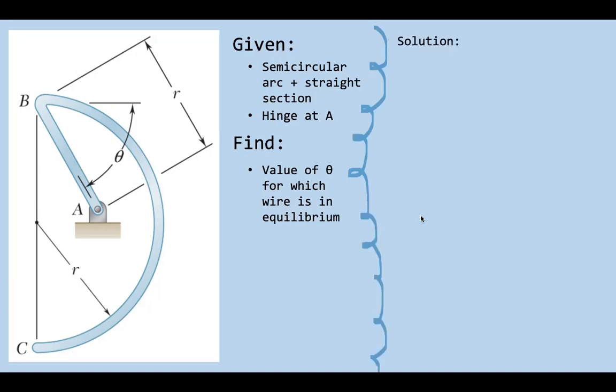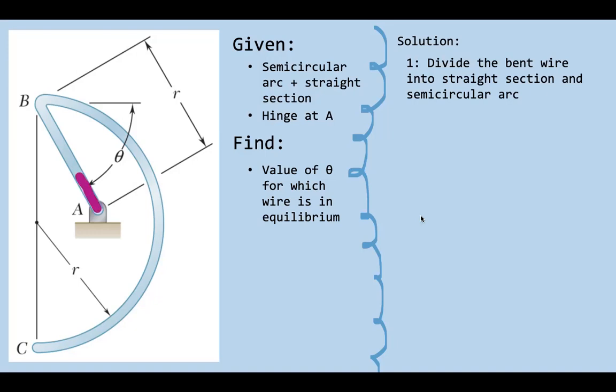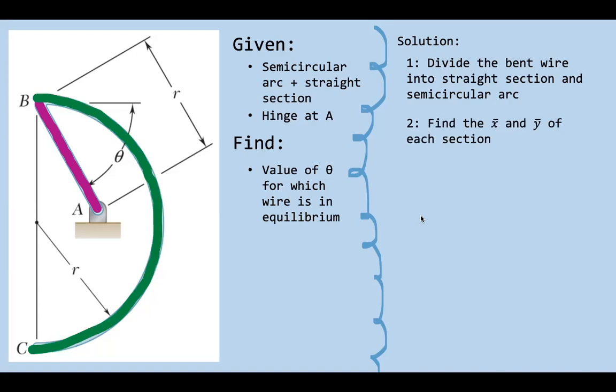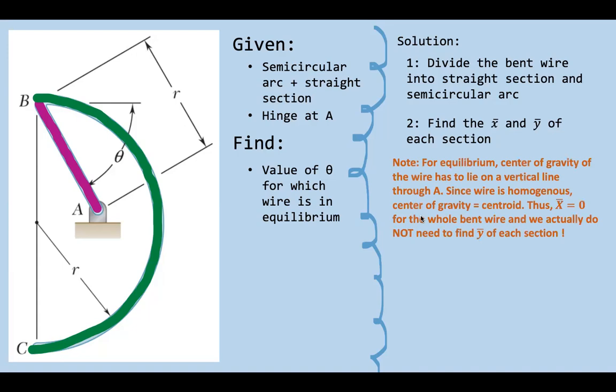So our solution now: we will first divide the bent wire into a straight section and a semicircular arc. As such, a straight section in purple and a semicircular arc in green. We want to find the x bar and y bar of each section. Note, for equilibrium, the center of gravity of the wire has to lie on a vertical line through A. Since the wire is homogeneous, the center of gravity is equal to the centroid. Thus, x bar of the whole bent wire is equal to 0. And we actually do not need to find the y bar of each section.